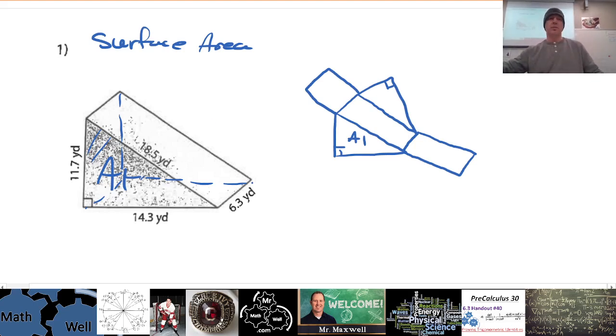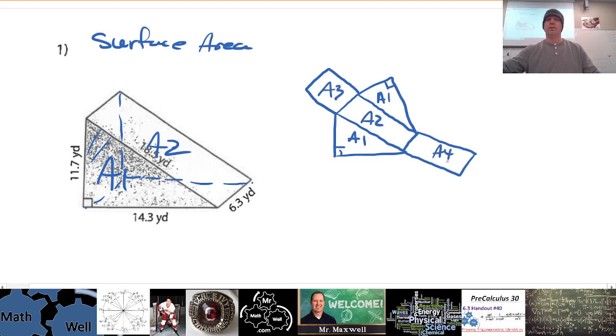So do we have the right number of sides? Let's see, the front, back, 1, 2, top, 3, 4, 5. Good. What I would probably do is label the identical sides with identical names. So area 1, that's going to be 2 area 1s. Area 2 will be the top one, and so on.